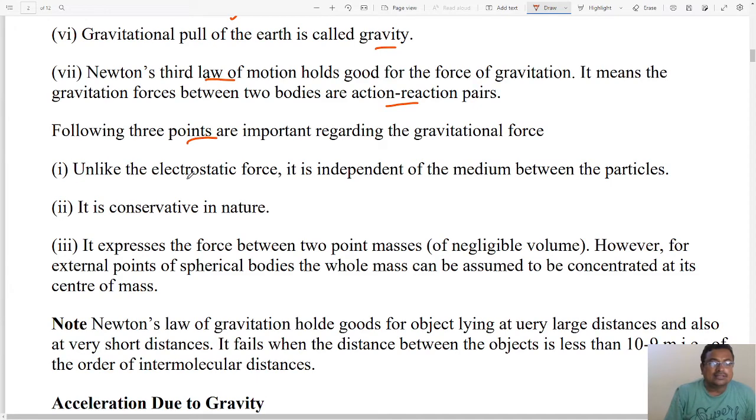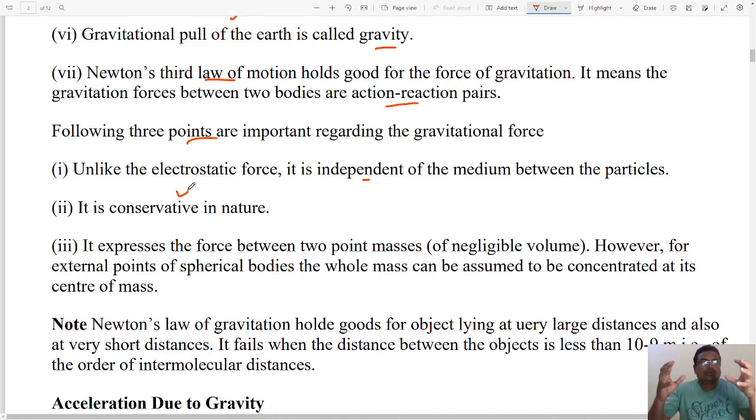Unlike the electrostatic force, it is independent of the medium between the particles. This gravitational force does not depend upon the medium. It is conservative in nature. The force depends upon the distance between the two points. It does not depend upon the path followed.